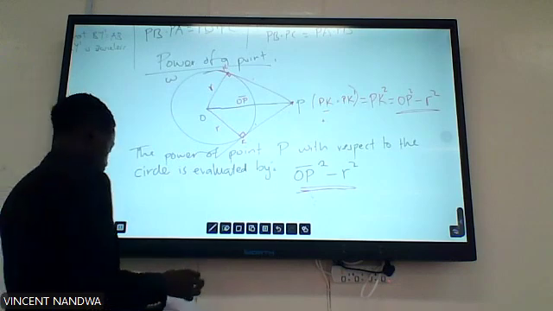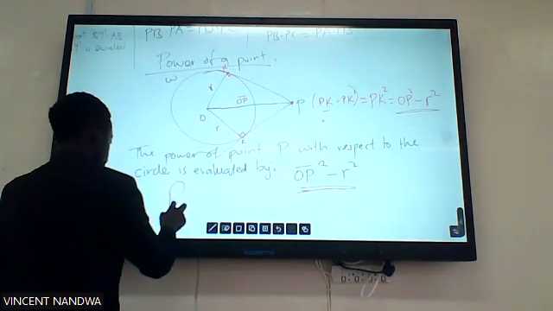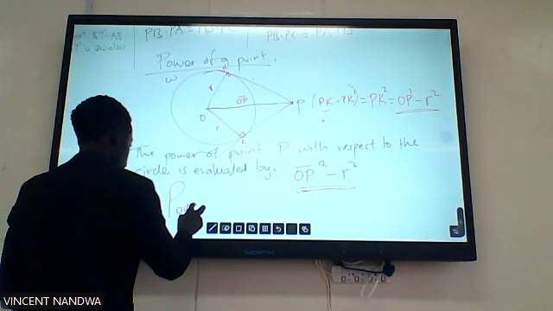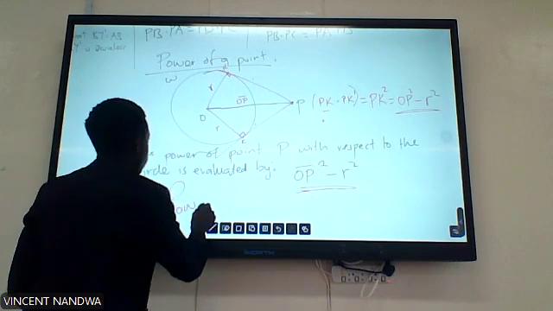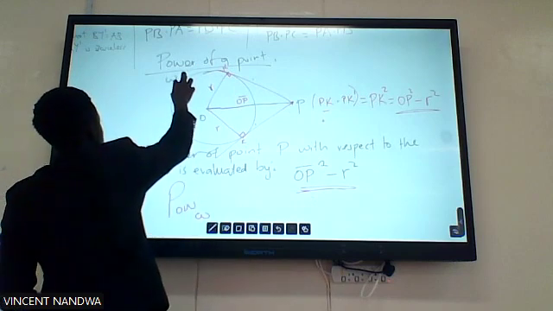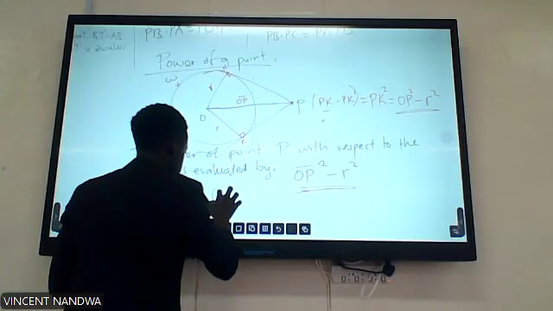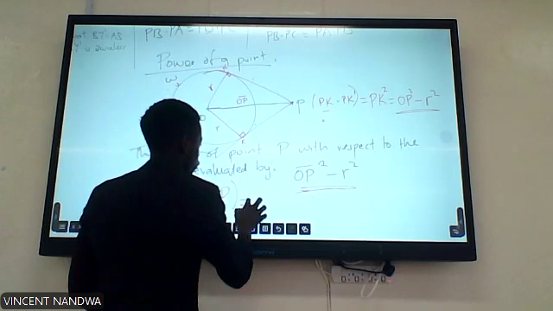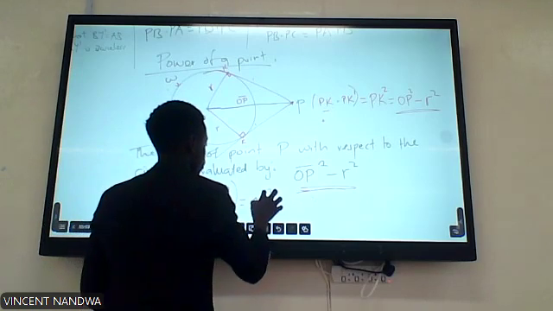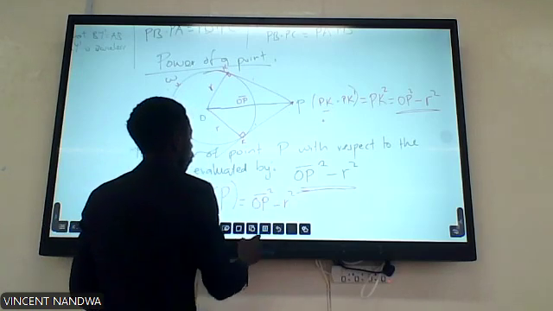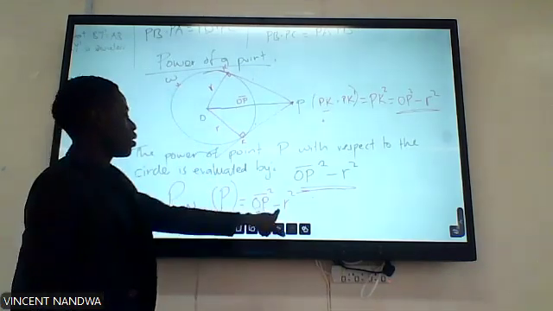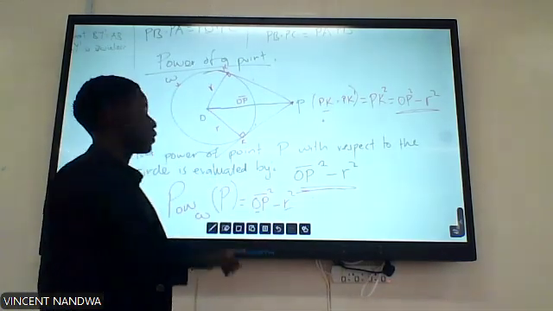The notation I see being used is power with respect to circle omega. We call this circle omega. The power with respect to circle omega of a given point P is equal to OP squared minus R squared, where O is the center of the circle, R is the radius of the circle, and P is that point.